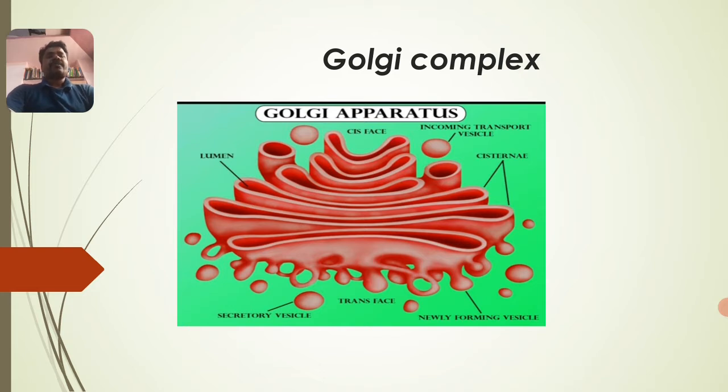So, what is the structure of the Golgi complex? I think on the screen there is a display of the Golgi apparatus. The Golgi complex is also called the Golgi apparatus or Golgi bodies. Another name is dictyosomes. There are four names: Golgi complex, Golgi apparatus, Golgi bodies, and dictyosomes. Let us study the structural features of the Golgi complex.